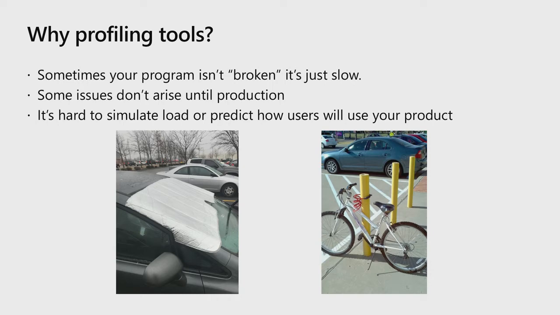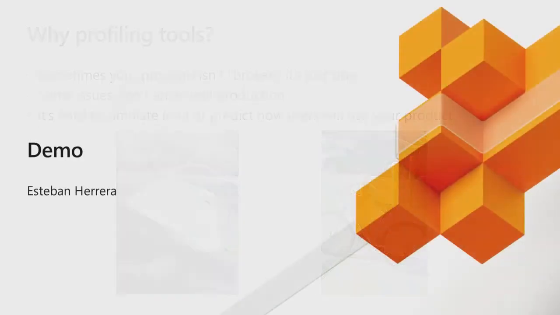And a lot of issues don't arise until you're in production. That's because it's hard to simulate real world load, even with the best tools, and it's really hard to predict human behavior. So users will always find a way to surprise you in how they're using your product. There's a couple great examples from a great Reddit called You're Doing It Wrong, of people using products wrong. So with that being said, let's jump into a demo.